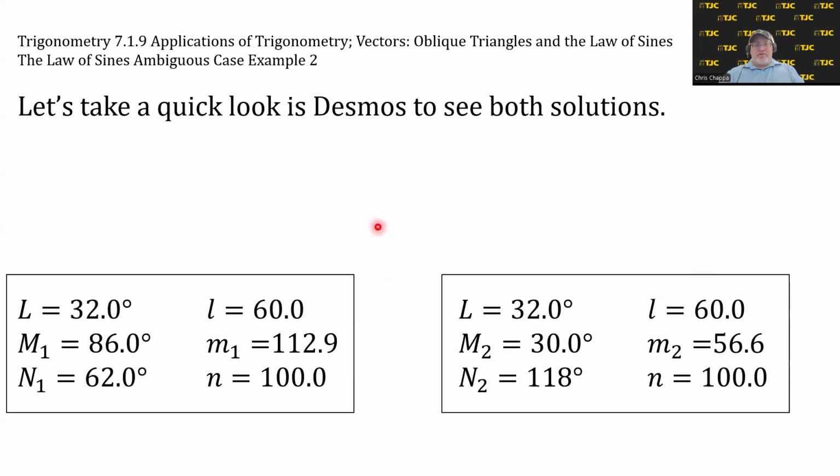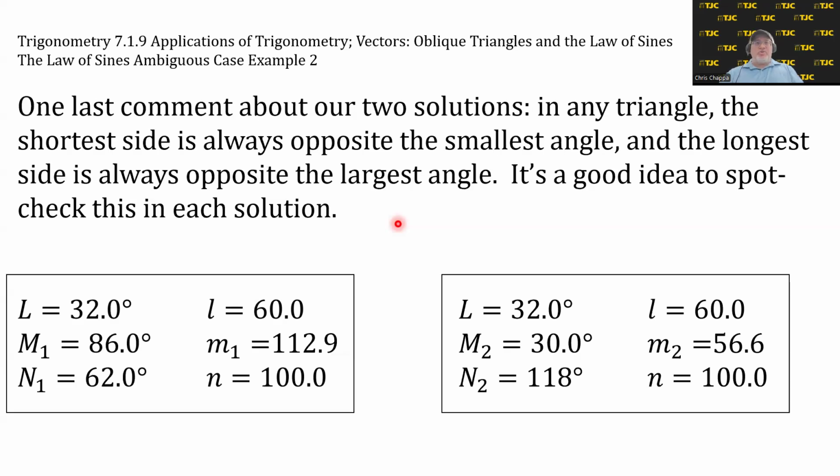Now, we're going to take a quick look at Desmos to see both solutions. Actually, this video has already gone a little bit longer than I wanted, but you've seen the video before where the pivoting side is long enough to reach the bottom, but you can pivot left and right and make two triangles. I do want to show you a non-Desmos way to verify the validity of the solutions.